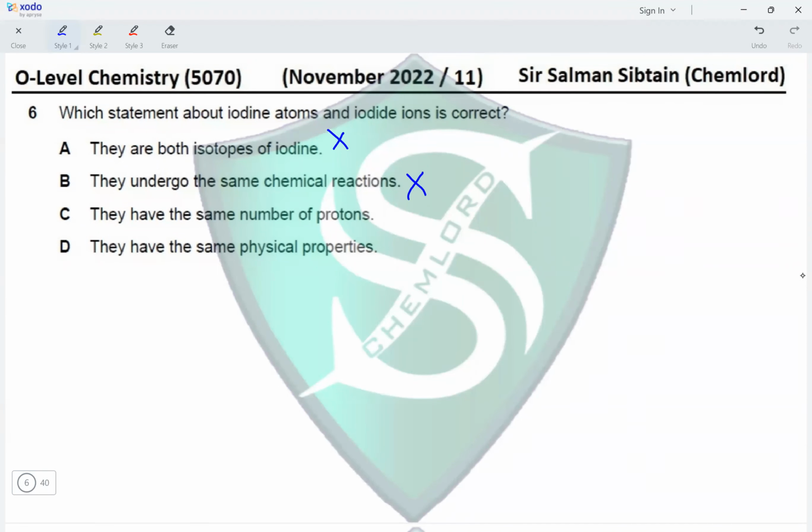C, they have the same number of protons. Yes, one is an atom, the other is an ion. The only difference would be in the number of electrons present. So the number of protons would be the same. Next, they have the same physical properties. Iodine is a simple molecular solid, whereas iodide ions are part of an ionic lattice. So one is an atom, the other is an ion. So their physical properties are not the same. Therefore, the correct option for this question is option C.